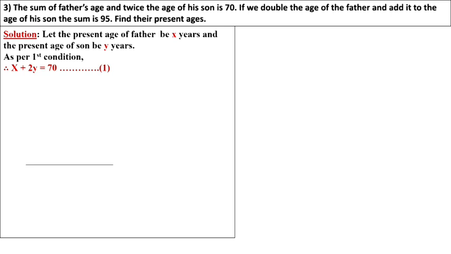That is our equation number 1. The second equation is the given condition: if we double the age of the father, father means 2x, and add the age of his son, y, we get 95. That is equation number 2.